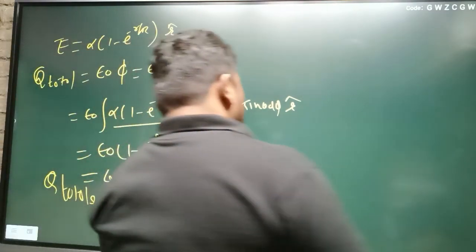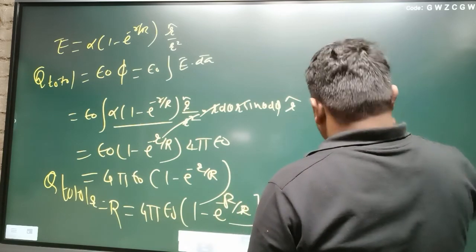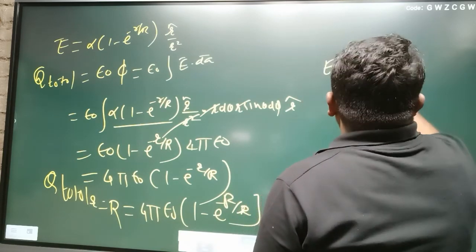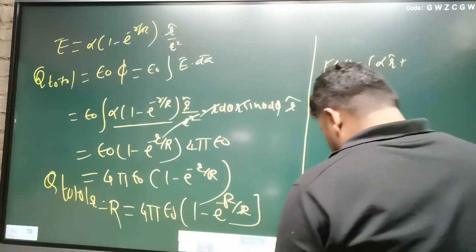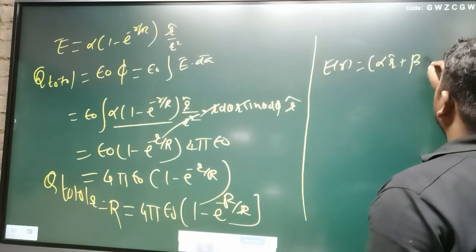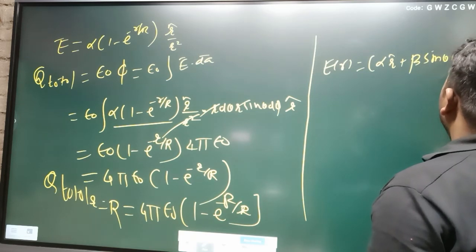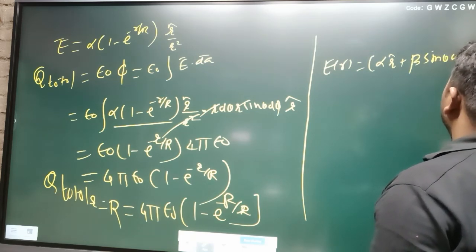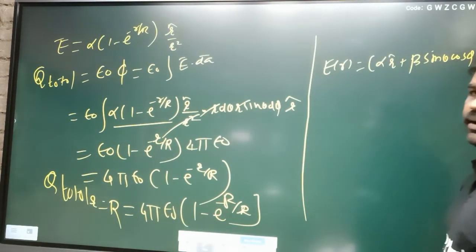E of R is equal to alpha r cap plus beta sin theta cos phi phi cap. This is the electric field that exists in space. What will be the total charge enclosed in a sphere of unit radius centered at the origin?